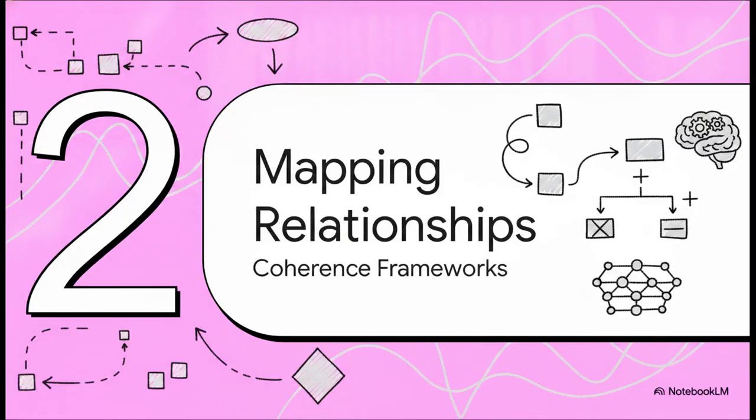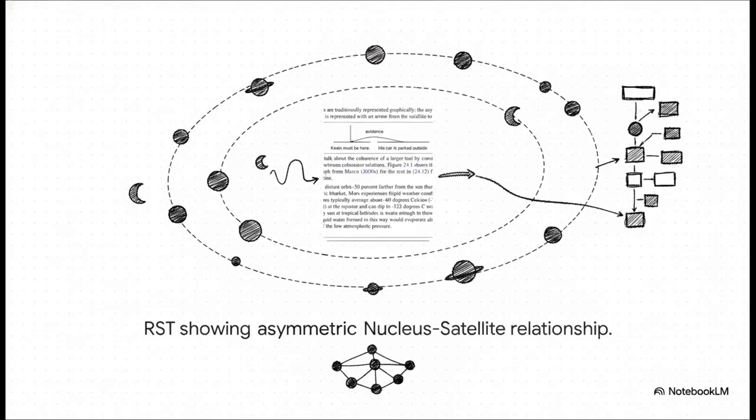Moving on to Section 2, Mapping Coherent Relationships. So human intuition is great, but we can't exactly program a computer with vibes. We have to map these relationships out mathematically. Enter rhetorical structure theory, or RST. Think of it like mapping text as a solar system. In this model, you have a main sentence, which we call the nucleus. This is the core idea that can stand totally on its own.